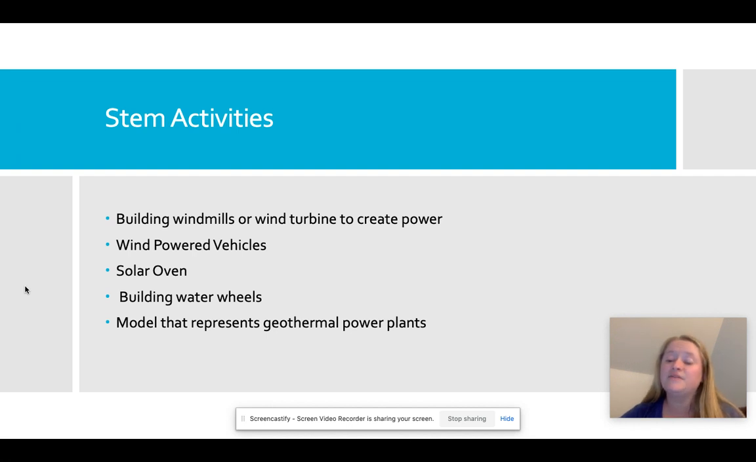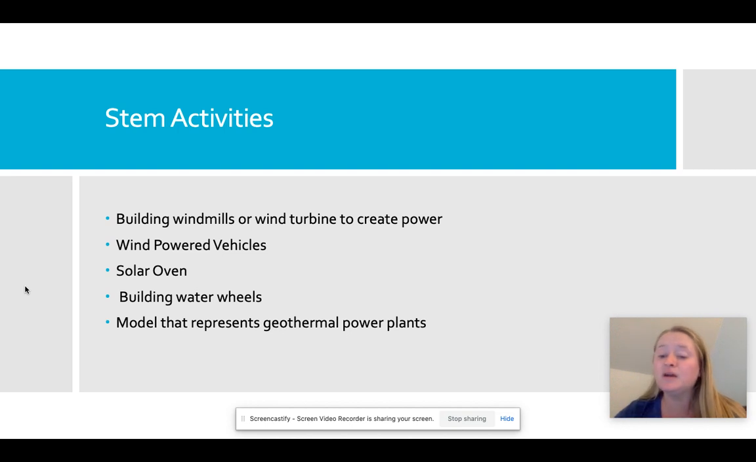There are many STEM activities built off of engineering practice that you can do at home or even in school. For example, you can build windmills or wind turbines to create power. Again, this is something that I have done with my fourth grade class. We built our own windmills that powered a battery pack and lit up a light bulb. It really showed the students not only that you can do this with wind energy, but it shows how the air catches and turns the windmill.